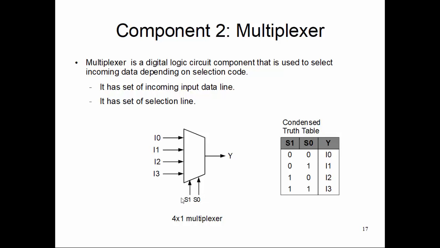Another example, S1 equals 1 and S0 equals 1. In that case, 1 1 denotes 3. So Y will assume the logic value of I3, input number 3, and if it is 0, Y will be 0. If it is 1, Y will be 1. It won't depend on any other incoming input. So you are selecting one of the incoming lines to the output. It's a selection logic, and this is very important. This is what implements your decision structure inside the processor.